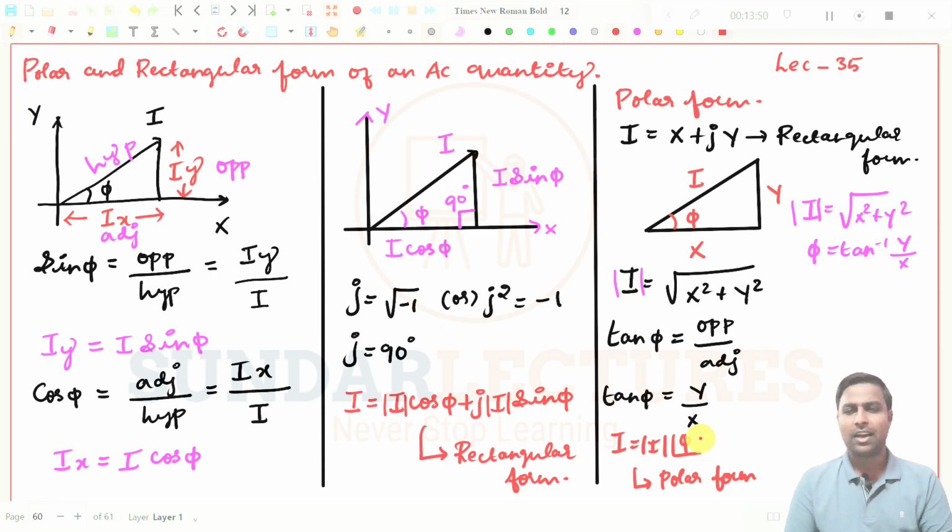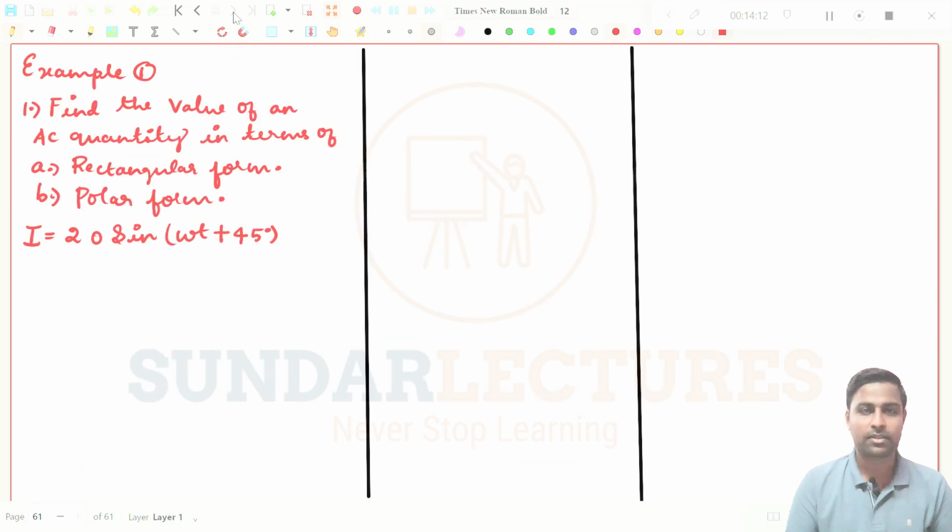But everywhere you go, if you are writing an expression in rectangular form, or writing an expression of an alternating quantity in polar form, we always need to write this I in RMS values, not in the maximum values. We never use the maximum values at all. So you just try to understand. We always write the values in RMS, right? That one you have to understand.